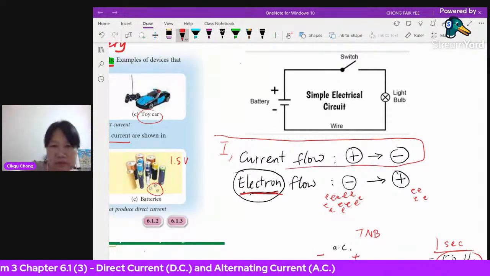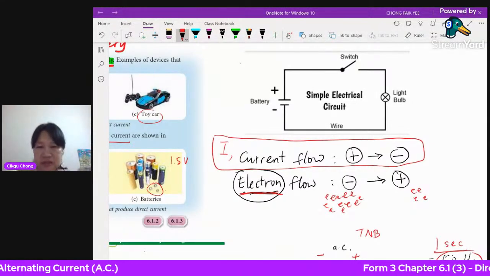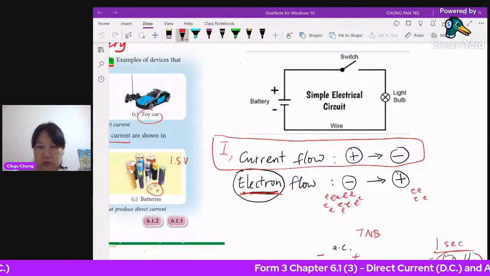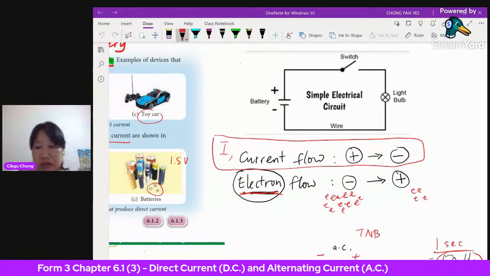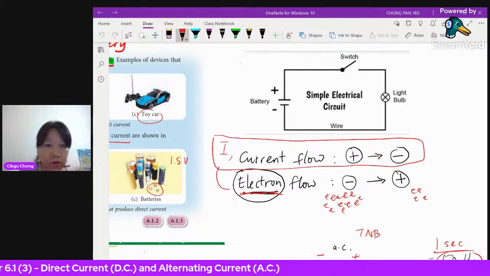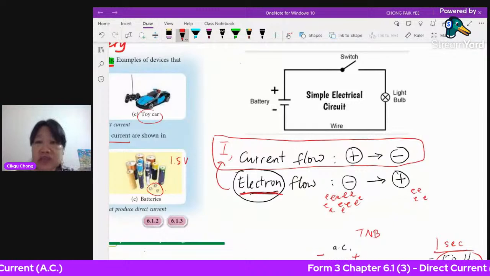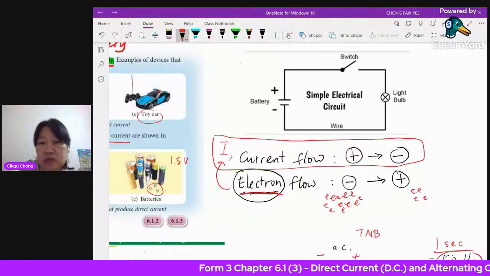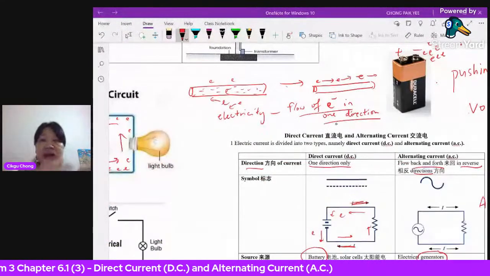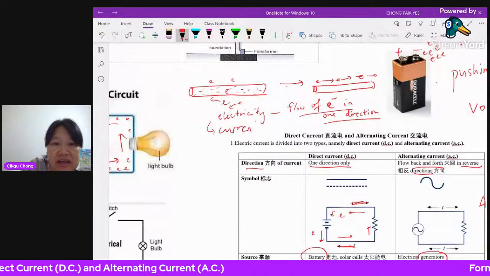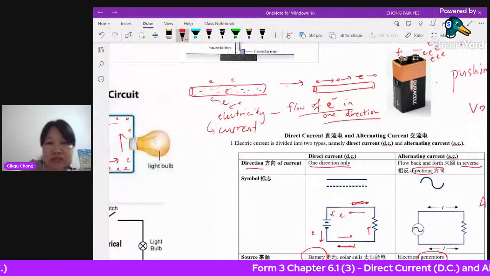Then some bright student will ask me, teacher, didn't you just say electron flow is from negative to positive? But why do you say current flow is positive to negative? Isn't electron flowing making electricity? Earlier in the lesson I said that electricity, that means current, is actually the flow of electrons in one direction.